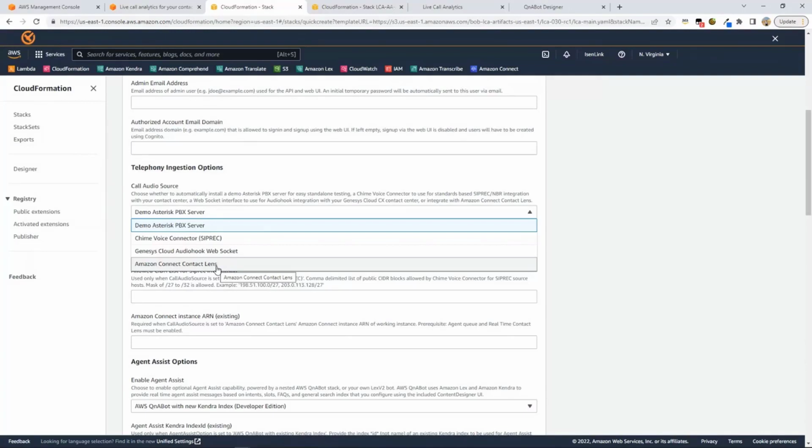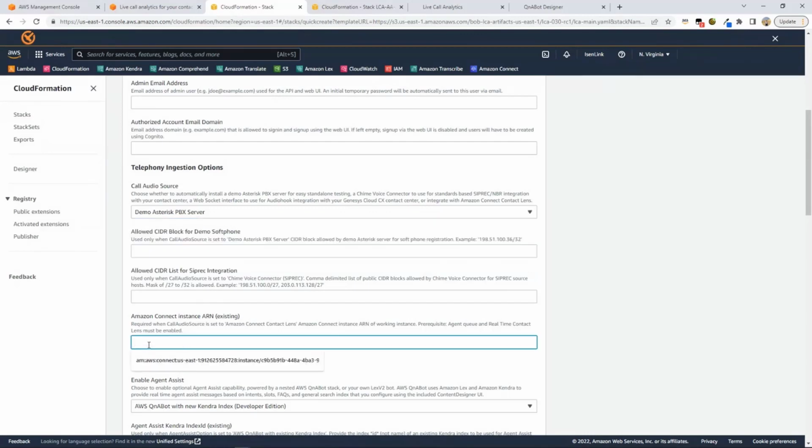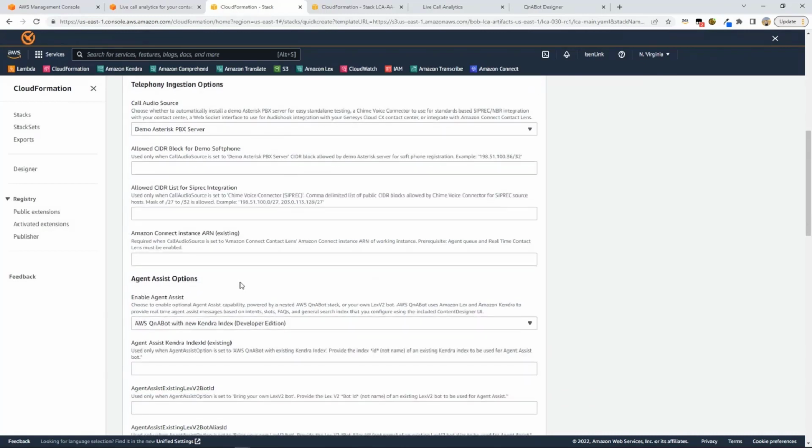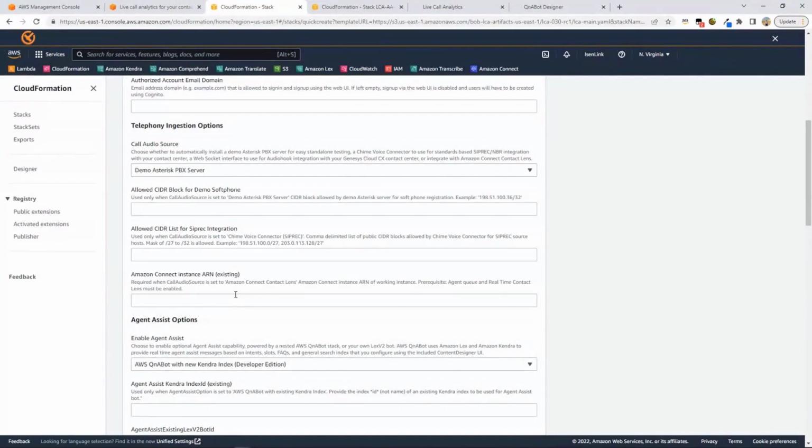So this allows you very easily to integrate with an existing Amazon Connect call center as well, so that you can use the Agent Assist capabilities with Amazon Connect calls. And we've provided additional information on how to set that up. But most of it's automated. If you're using Connect, you just apply the Amazon Resource Name of your Connect instance here, and we automate the integration for you. It's all very straightforward, and all of this is explained in detail in the blog post. So that's the options for telephony ingestion.